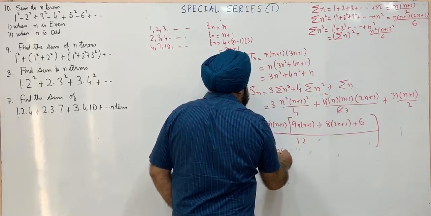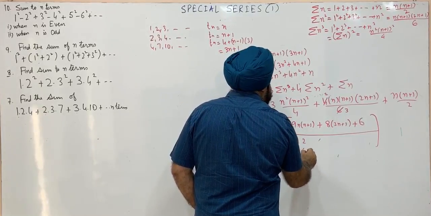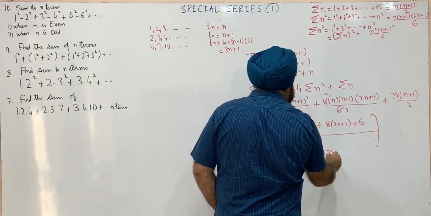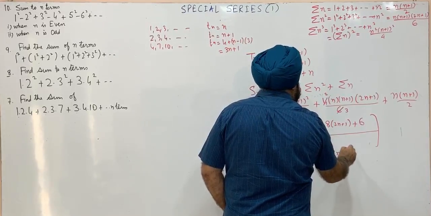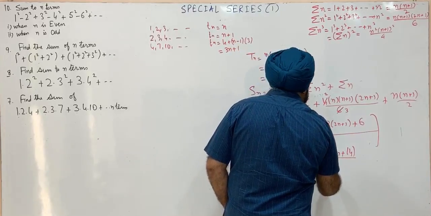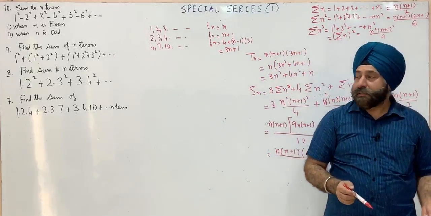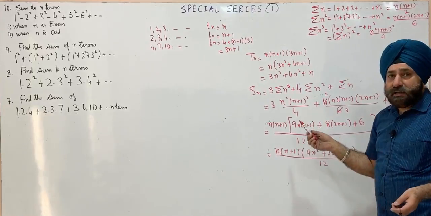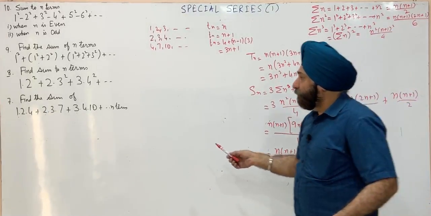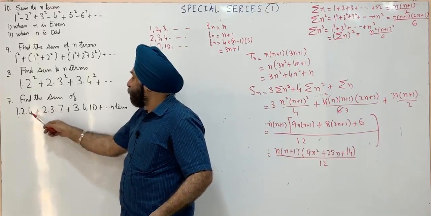So this is our answer. This is 9n square. This is 16 plus 9, 25n, next is 8 plus 6 is 14, and upon 12. This is the sum of n terms of the series. We can always check our answer by substituting n equal to 1 or 2 and then finding the sum of one term or the sum of the first two terms.